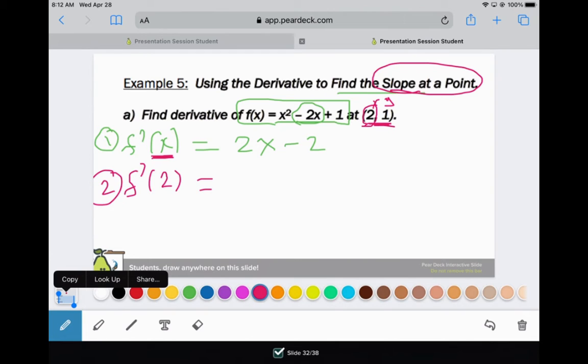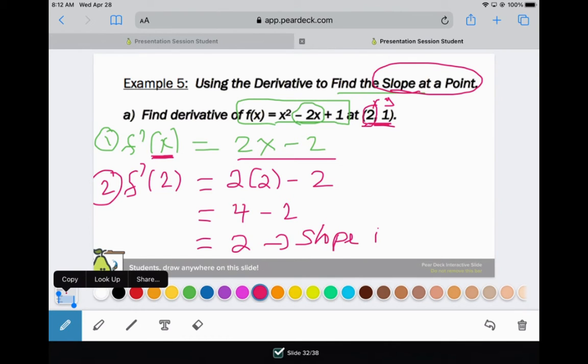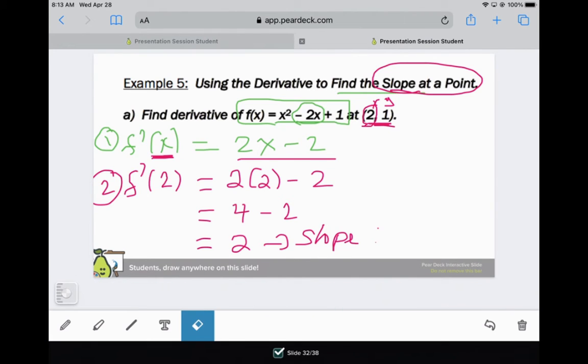What you're going to do is just plug the 2 into the function. So it's going to be 2 times 2 minus 2. This is going to be 4 minus 2. So the slope is 2. So that is the slope. Okay, so it's basically what we've been doing. The only extra step that we're going to take for this example is to plug in the x value to figure out what the slope is at 2. Okay, so the derivative is a general function for you to find the slope.